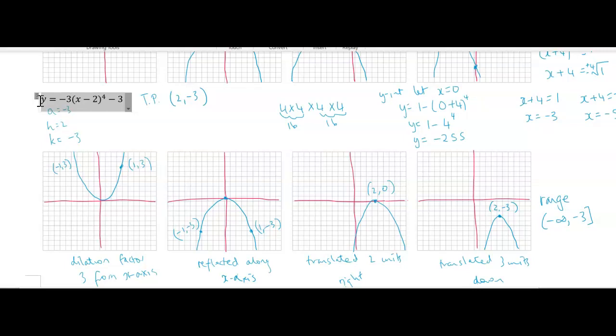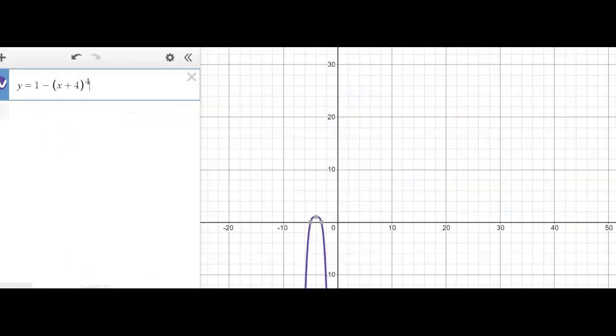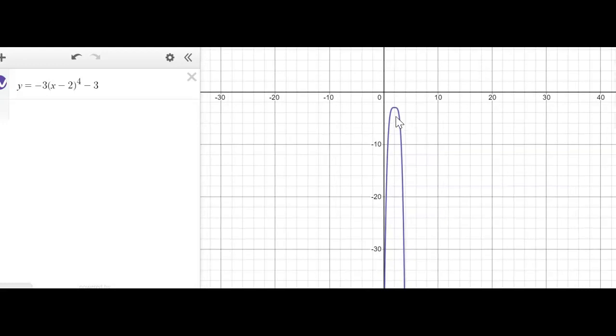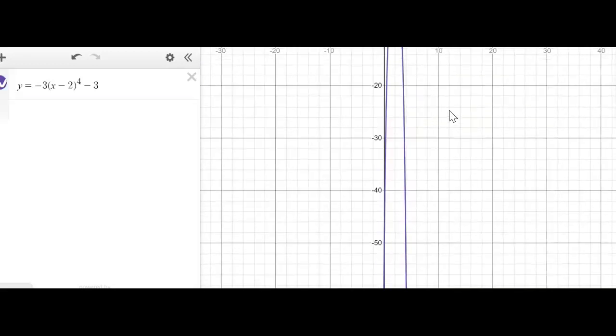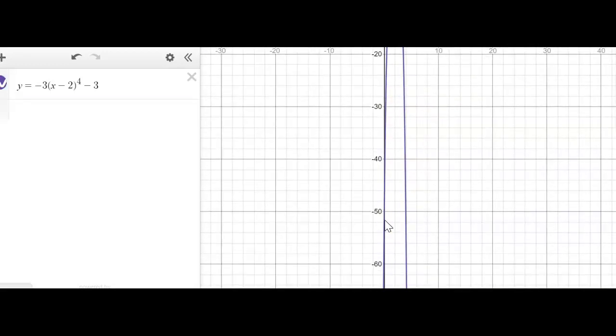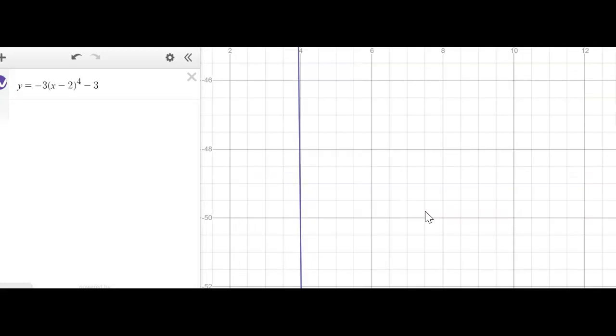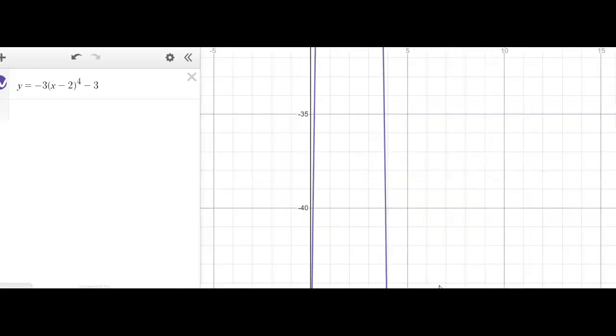All right, so let's graph this. I wonder if I can just copy and paste it into Desmos. Wouldn't that be nice? Do you think it's going to work? Oh, awesome. Okay, so there it is. So there's our turning point. And is it going to tell us our y-intercept? What was it at? There it is, negative 51. How good is that?